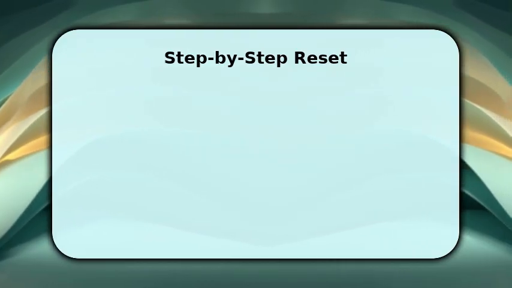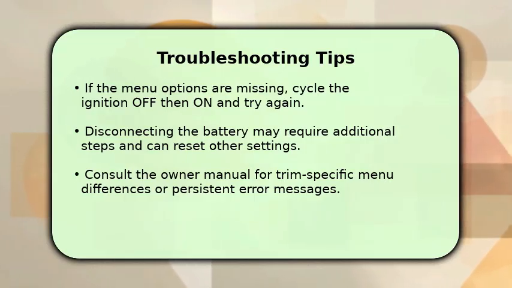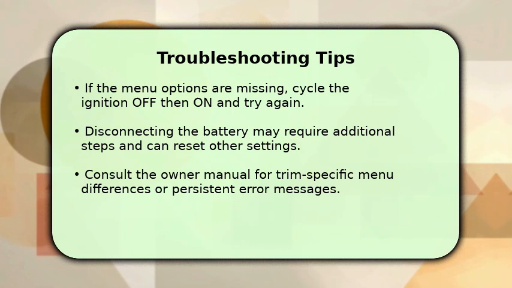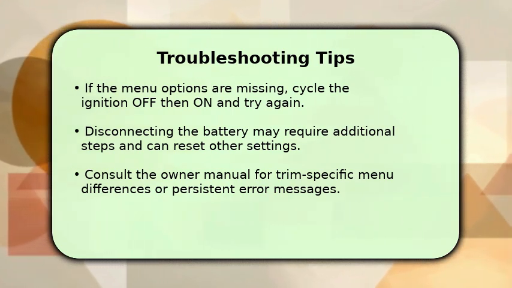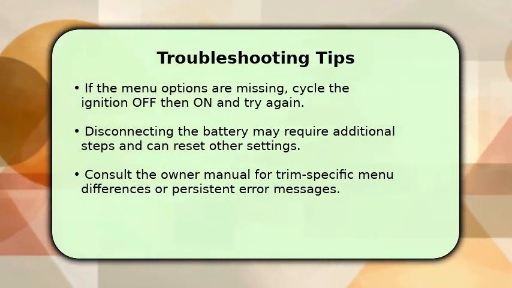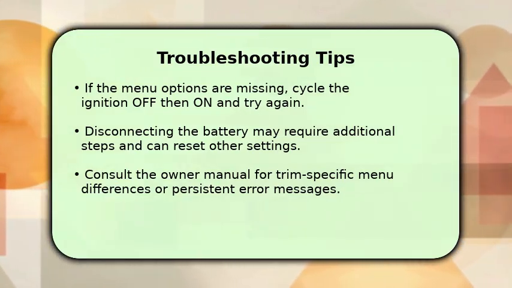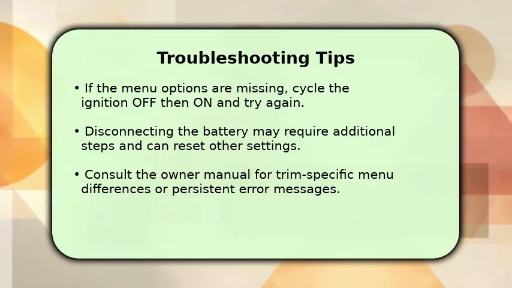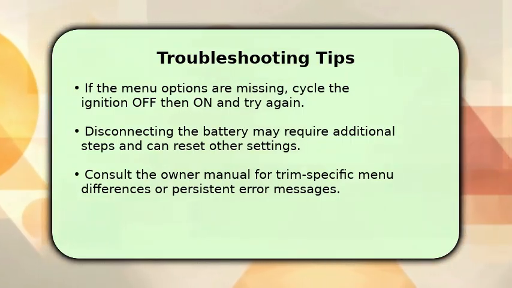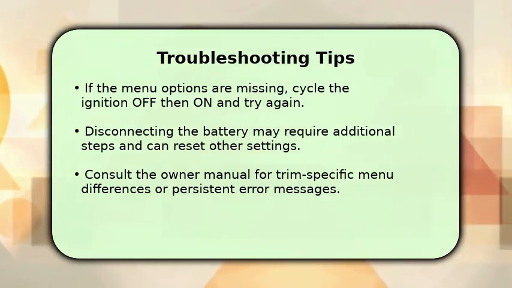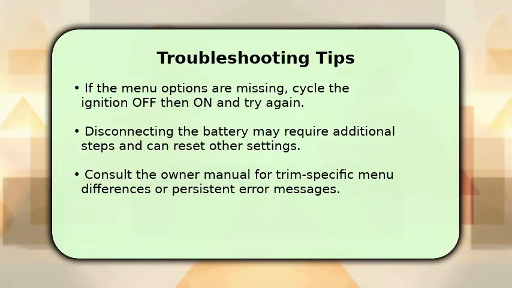If you do not see the maintenance menu, cycle the ignition off then back to on and retry the steps. Avoid disconnecting the battery unless necessary, since that can reset radio presets and other settings. If an error persists, review the owner manual for trim-specific instructions or visit a dealer if warning lights remain after completing the reset process.